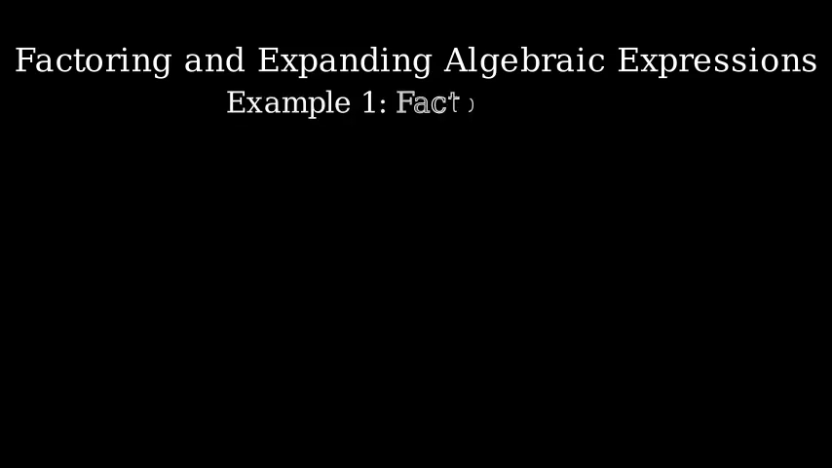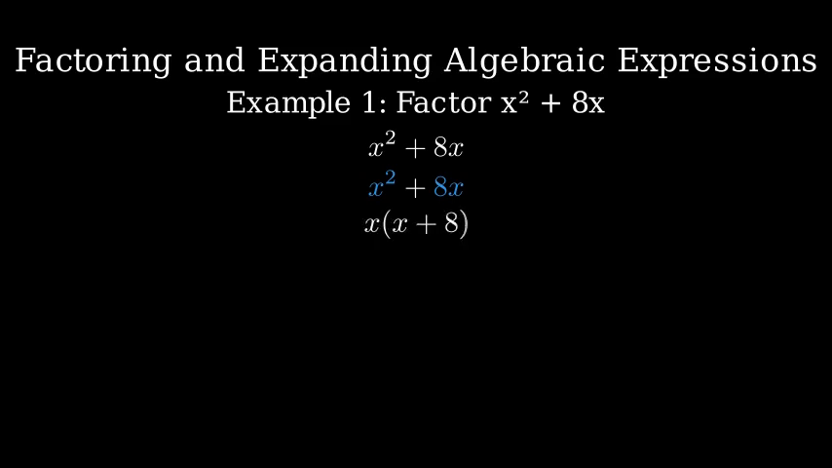We need to factor x squared plus 8x. When factoring, we're looking for common factors that can be pulled out from each term. In this expression, can you spot the common factor? That's right. Both x squared and 8x contain at least one factor of x. So we can rewrite this as x times (x plus 8).